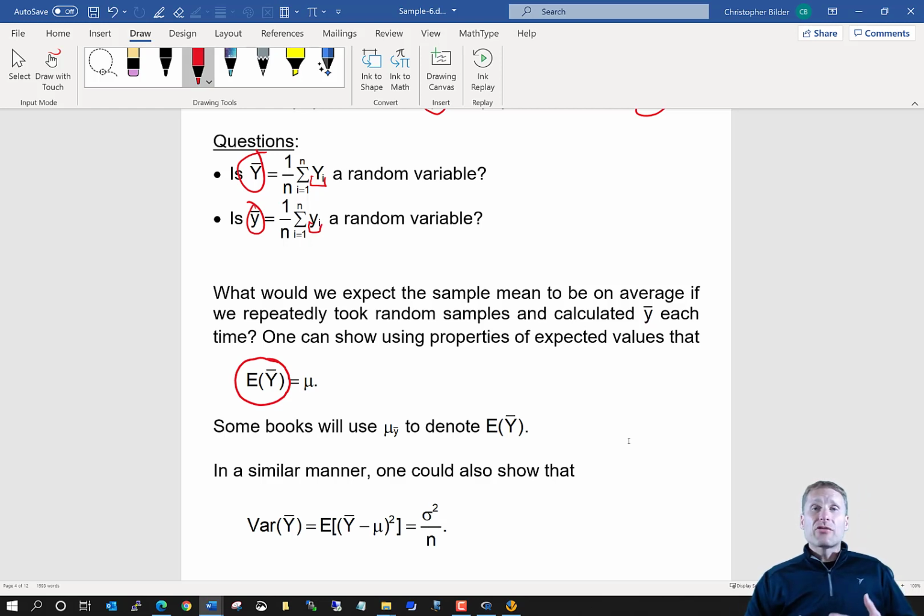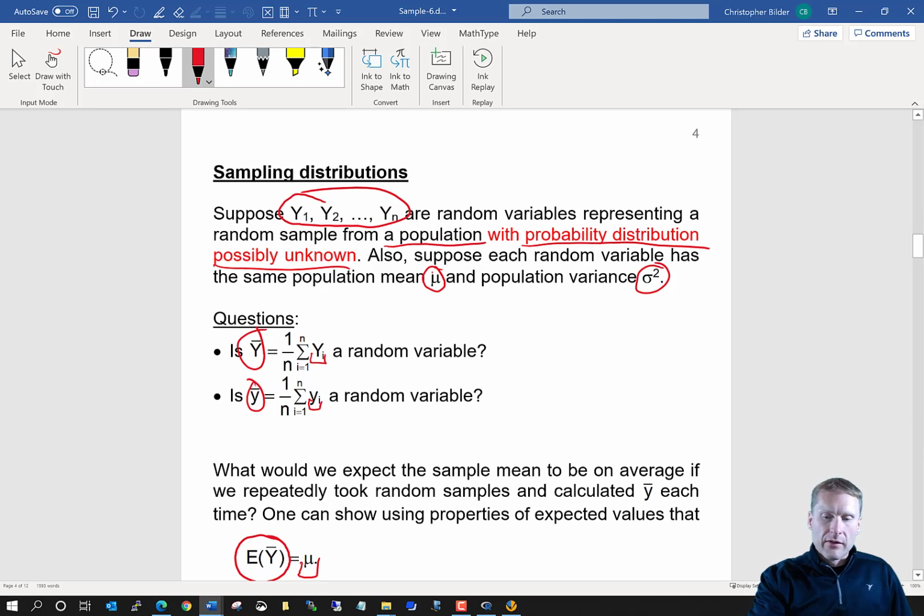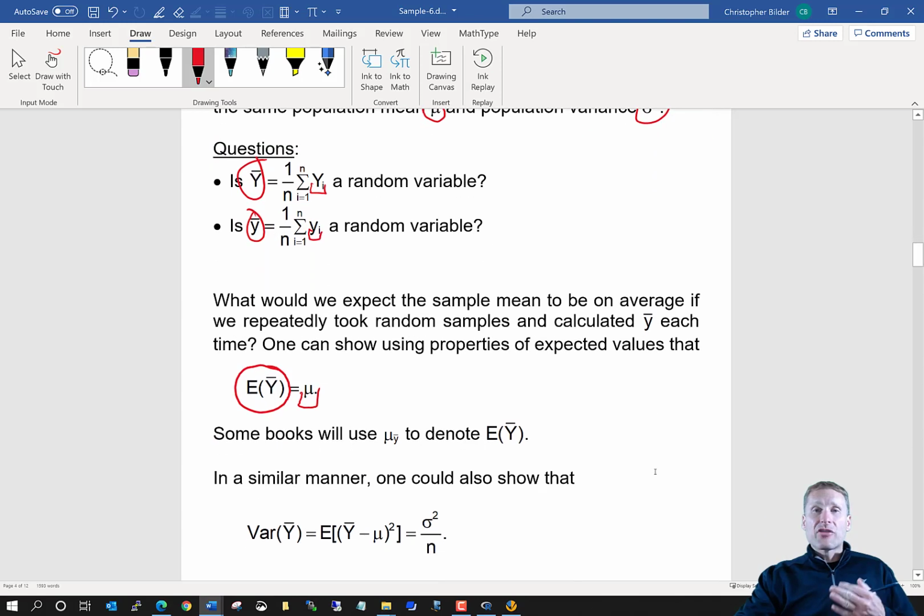And one could actually mathematically prove that it happens to be mu, where mu is the population mean of y1, the population mean of y2, and so on. So y bar itself, its purpose is to actually estimate mu. And look what happens. On average, we would expect y bar to get it right, essentially. A really cool result.